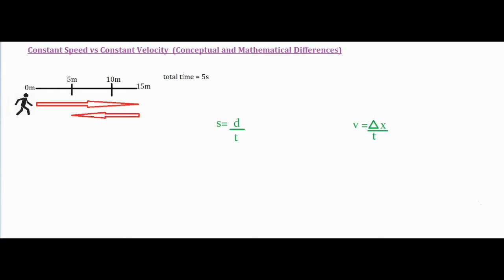If you take a look at our diagram on the left, a person walks from 0 to 15 meters and then back from 15 meters to 5 meters in a total of 5 seconds. So we're going to go ahead and take our S equals d over t formula and calculate that out.